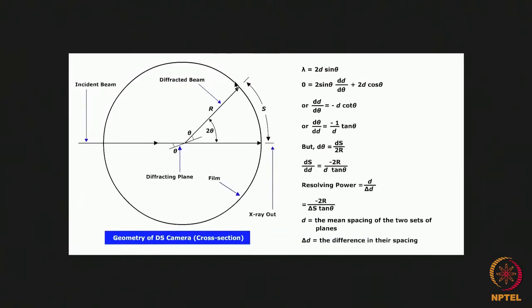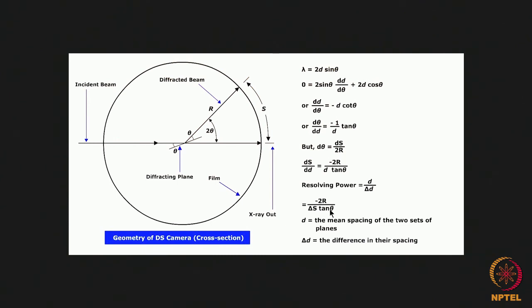Now, Bragg's law states that lambda is equal to 2d sin theta. If we differentiate both sides with respect to theta, we come to this kind of a situation. We can write dd by d theta is equal to minus d cotangent theta, or d theta by dd will be minus 1 by d tan theta. But we know that d theta is ds by 2r, because s is equal to r 2 theta, where r is the radius of the camera. So, we can write ds by dd is equal to minus 2r by d tan theta. Now, we know that the resolving power is d by delta d. So, we can write d by delta d is equal to minus 2r divided by delta s tan theta. The negative value here does not have any meaning. So, the resolving power here can be taken as 2r divided by delta s tan theta.